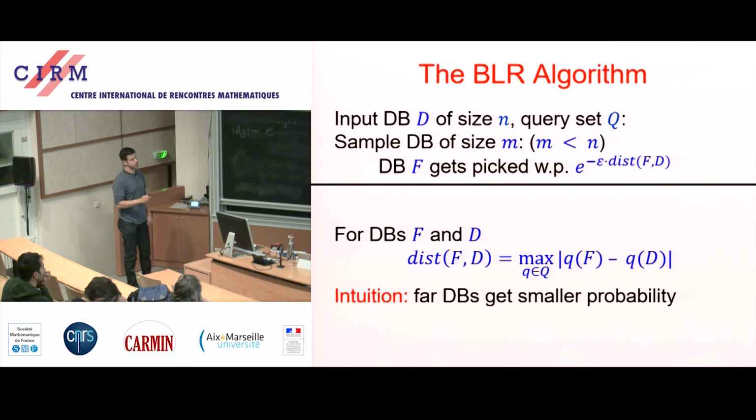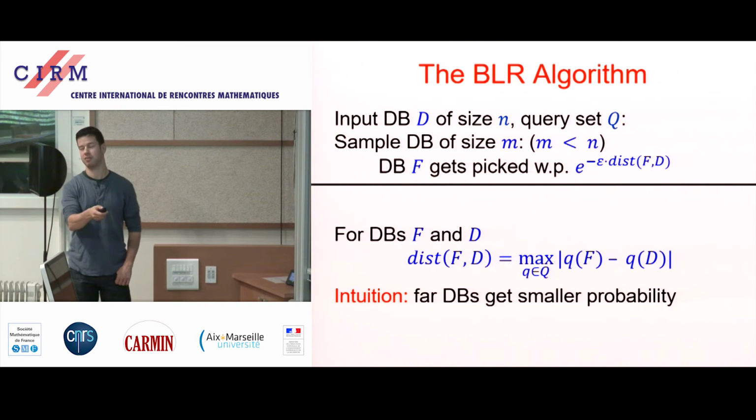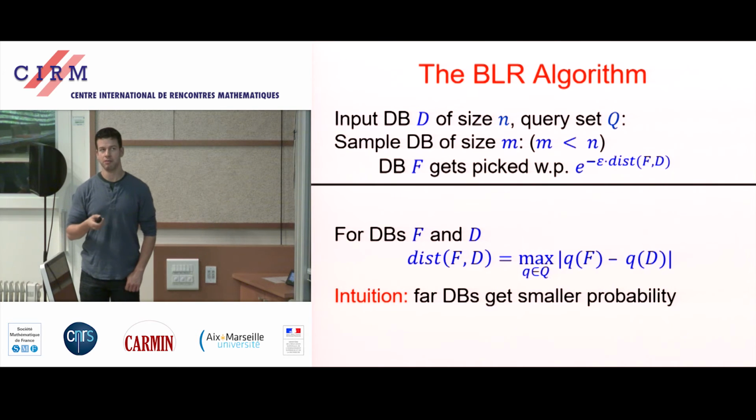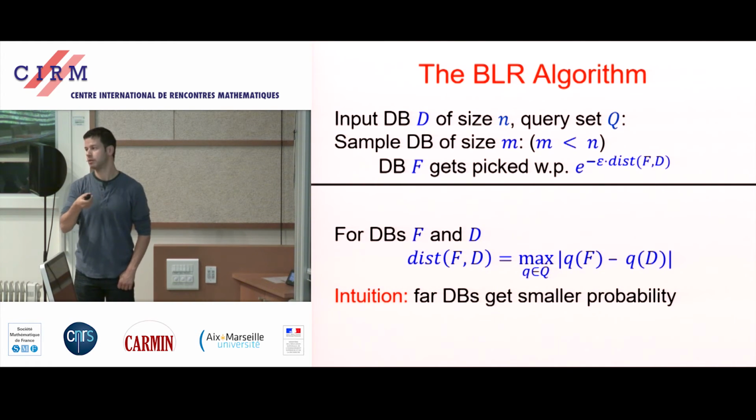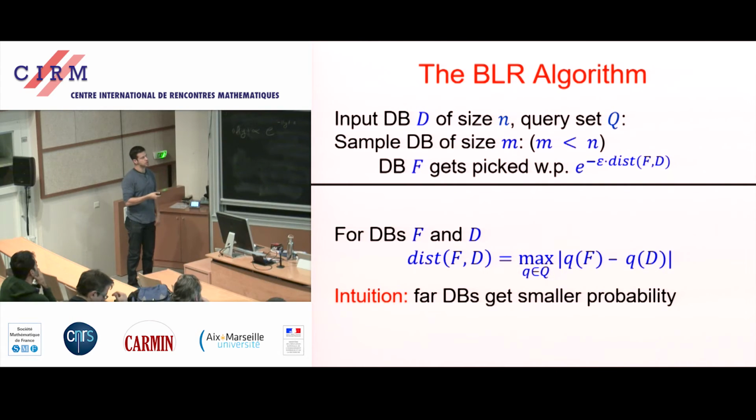Now all I'm using for privacy is that this distance can't change by much when I go from D to D prime. So think of F as your lunch options: the distance, or the score, of any candidate will only change by 1 when I go from D to D prime. So this whole probability distribution won't change by much. For every singleton in the probability distribution, it'll only change by e to the 2 epsilon.